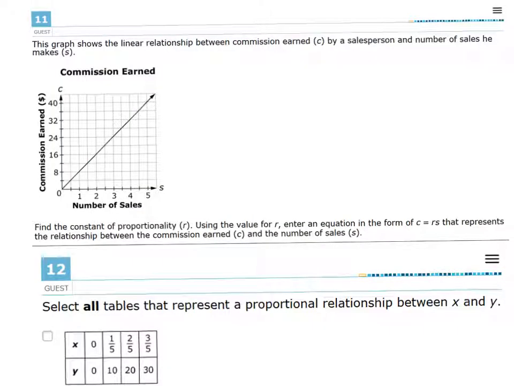For question number 11, the graph shows the linear relationship between commission earned, C, by a salesperson and the number of sales he makes, S. Find the constant of proportionality, R, using the value for R. Enter an equation in the form C equals R times S that represents the relationship between the commission earned, C, and the number of sales, S. So again, they are telling us that this is a linear relationship, meaning it is consistent and there is a constant. So it is proportional, therefore you should be able to find that R.